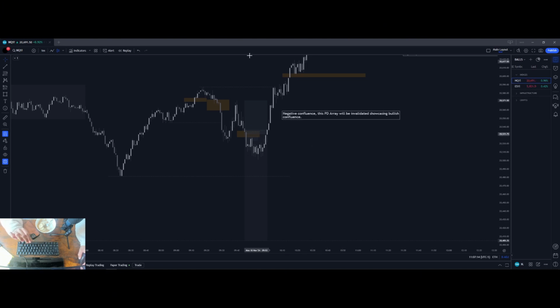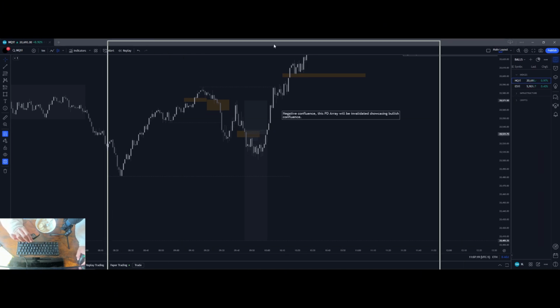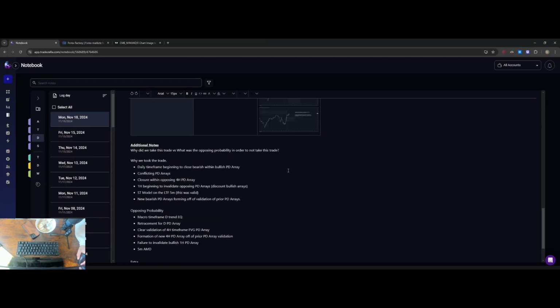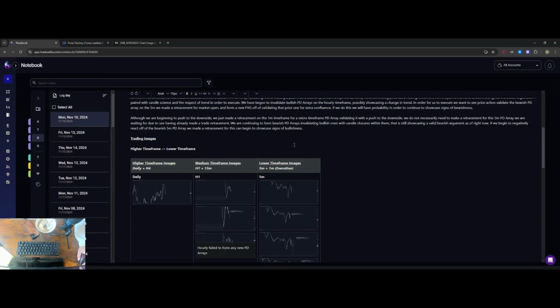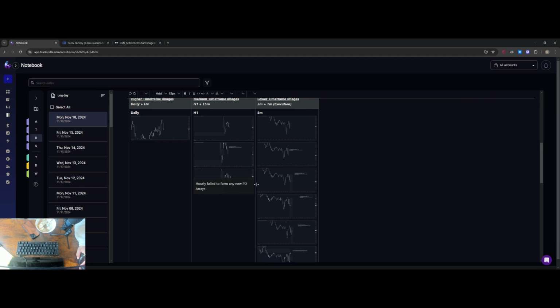Now I wanted to see whether or not we missed anything. When opening my TradeZilla and pushing it down here so you guys can see it with me, we have all of our trade images.